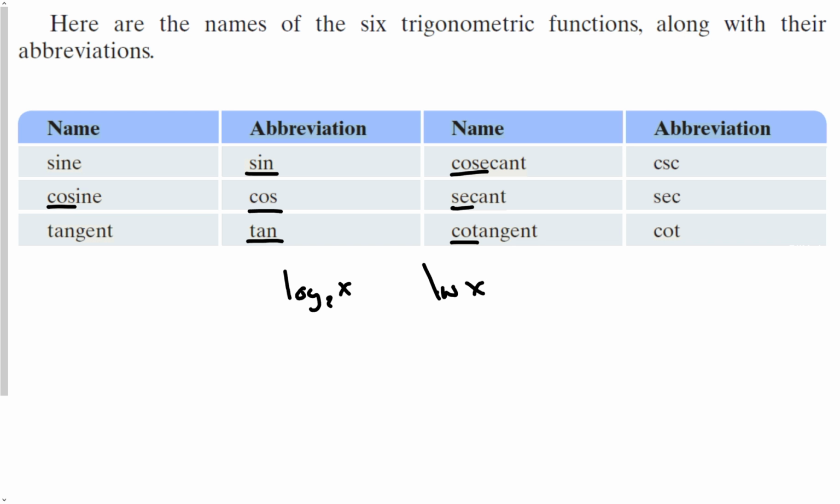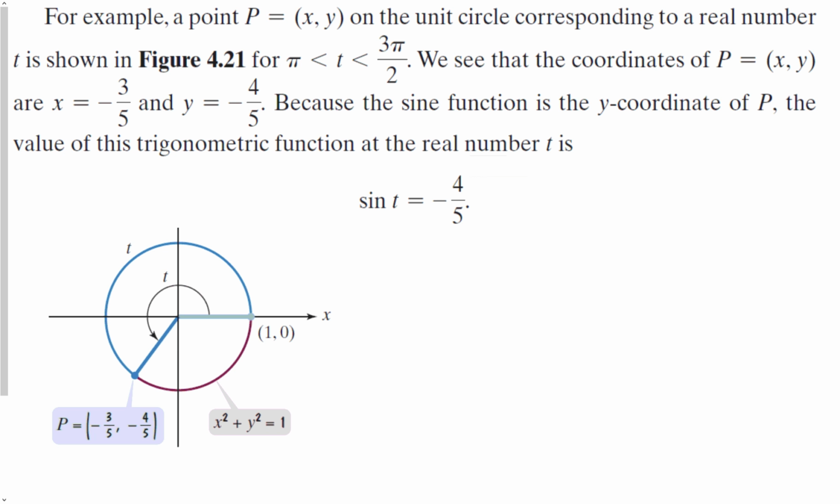Now, each of these has a special relationship with the point P, this point. As an example, a point P on the unit circle corresponding to a real number is shown in the picture. We're going to go this distance, that angle. Here's the point on the circle where that angle stops. This angle, and because this is a unit circle, this arc length are going to be equal to each other. And this point happens to be these two coordinates.